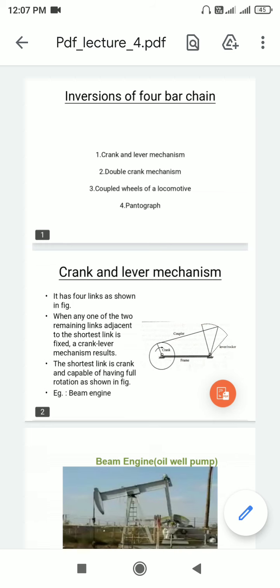Okay. So next class I am going to talk about the inversions of single slider crank chain.